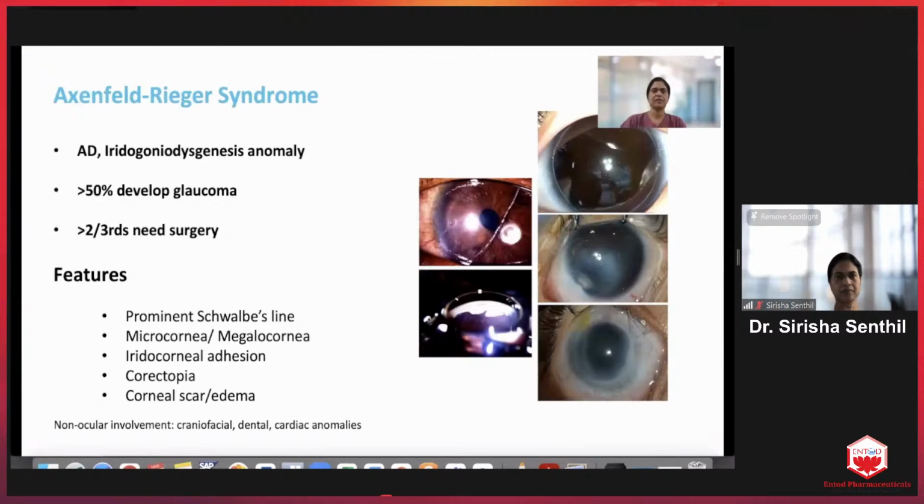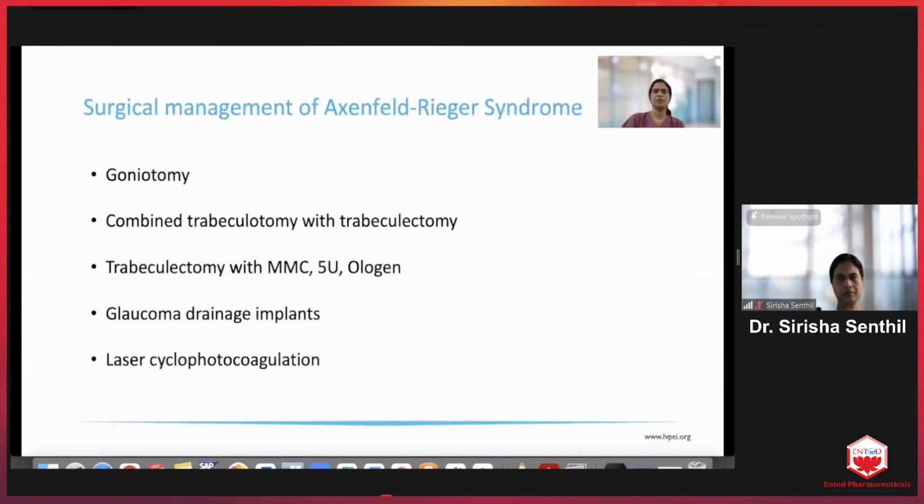control of intraocular pressure. The various features that are present in them is shown here. Prominent Schwalb's line is a very important feature in these patients, and sometimes you also see detached Schwalb's line that can be freely floating in the anterior chamber or found adherent to the iris processes. Iridocorneal adhesion is a major problem in these eyes, and sometimes they can be very broad, and the extensive PAS can make the anterior chamber very shallow. Keratoconus is a problem, and corneal edema can also be associated, apart from the non-ocular involvement in some of these syndromic children.